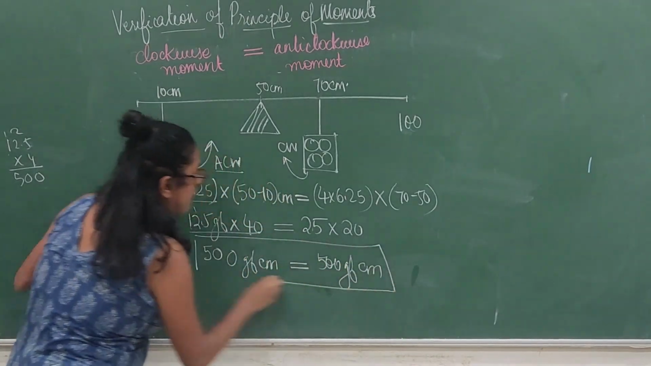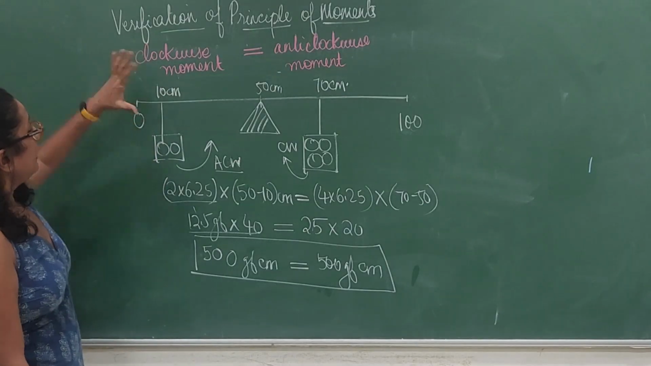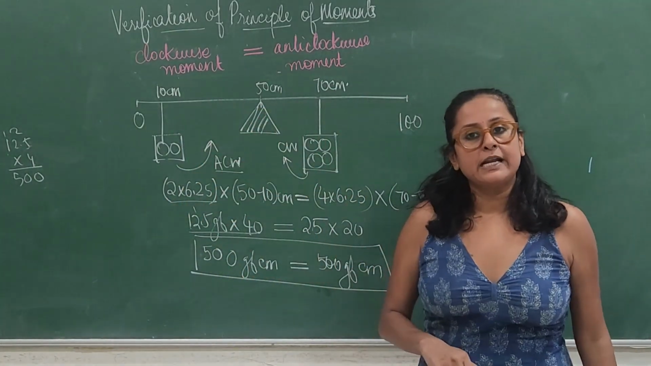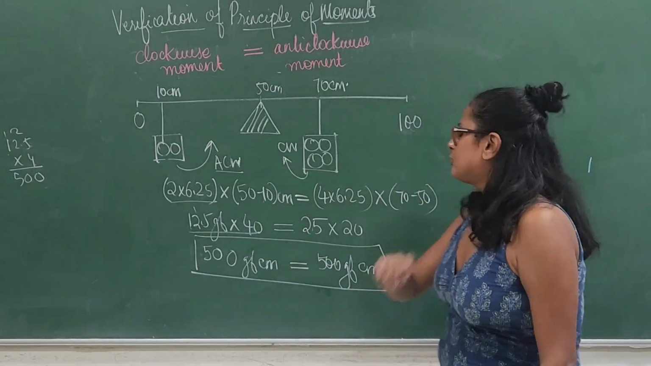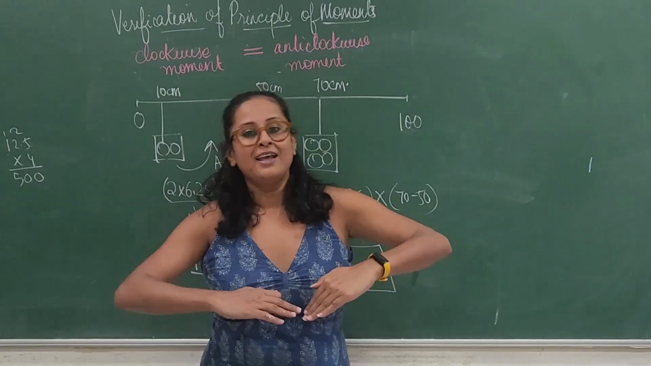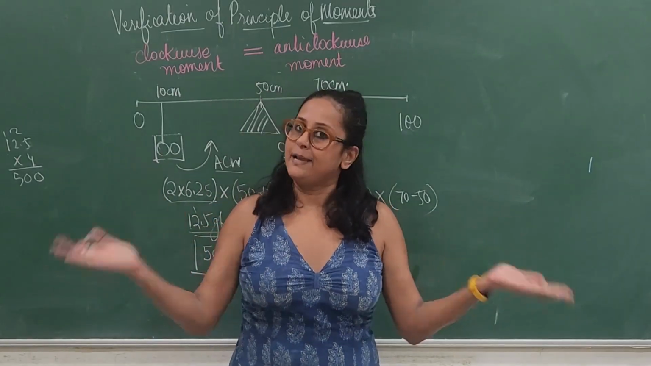So we have verified successfully that if the anti-clockwise moment is 500 gram per centimeter, the clockwise moment will also be 500 gram per centimeter. Hence they balance each other out and the scale becomes stable.